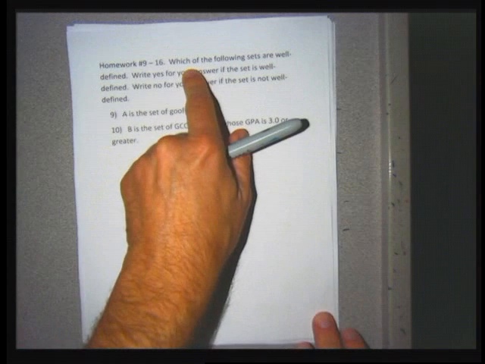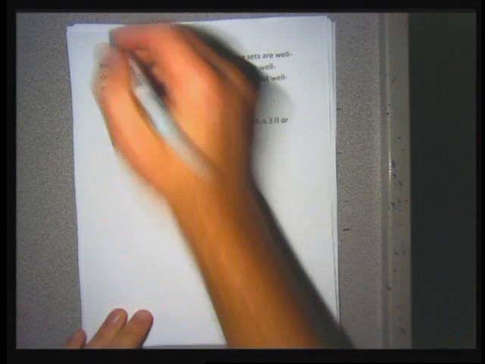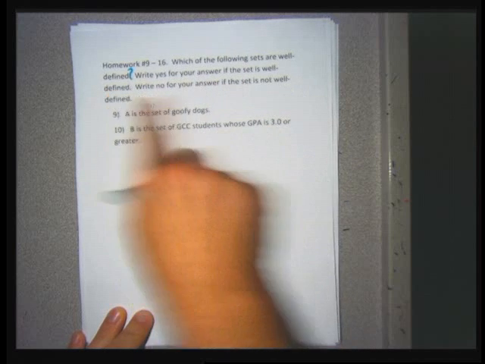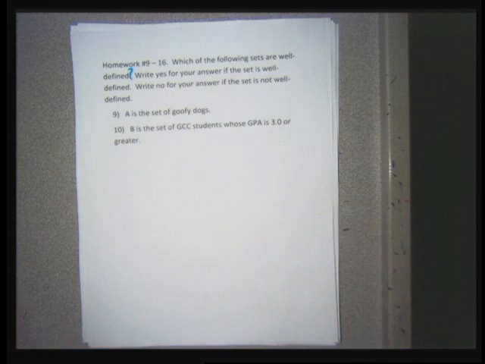So when I look at number 10, I'm going to read the instructions first. Which of the following sets are well defined? That should probably be a question mark there. Write yes for your answer if the set is well defined. Write no if it's not well defined, just because I didn't want to have to write so much.